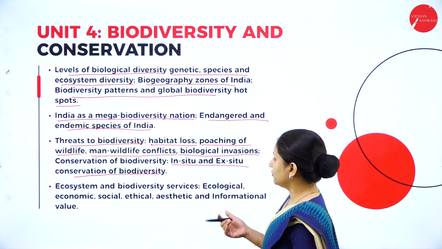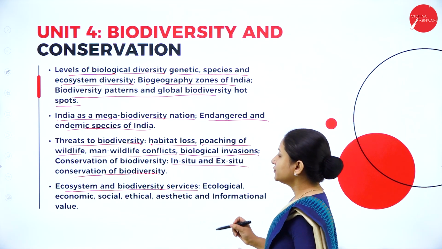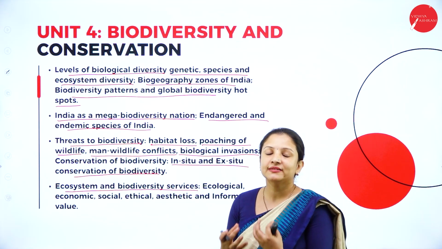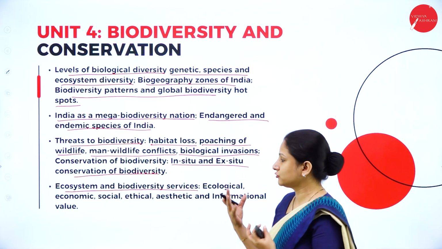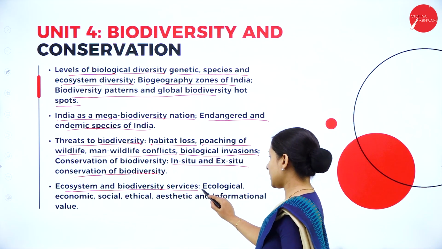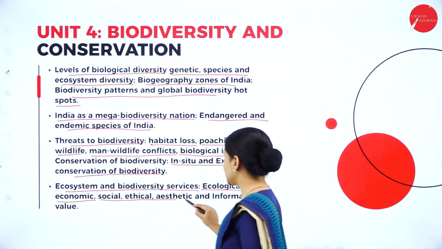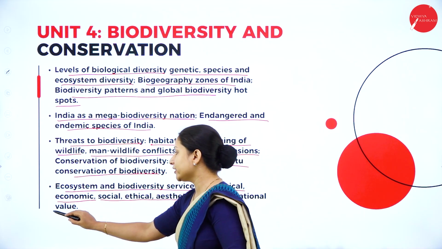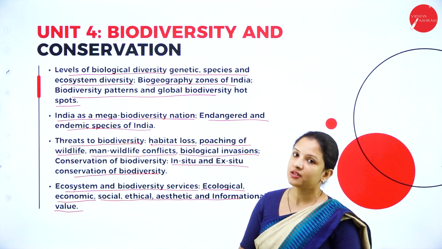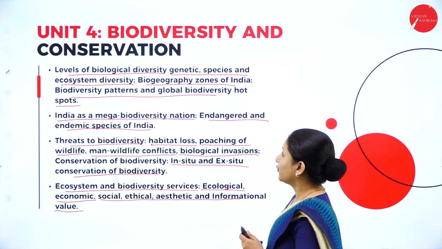Next, we need to learn about the ecosystem and biodiversity services. So how ecosystem provides services to us, what all it has in its hands to offer to us is what we study here. So under this, we need to know about the ecological, economic, social, ethical, and aesthetic as well as informational value the ecosystem and biodiversity provides to us. So that is about Unit 4.